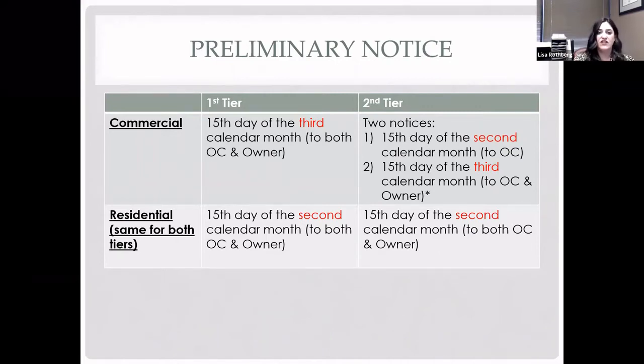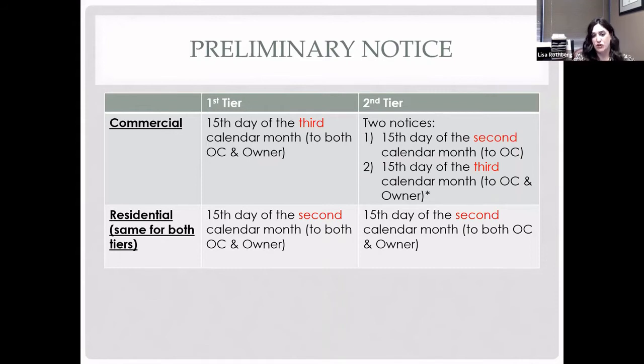you know, what you have to do: the 15th day of the third calendar month to both the OC, the original contractor, and the owner. And then for first tier residential, the 15th day of the second calendar month to both the OC, the original contractor, and the owner. And then you move over to the second tier.